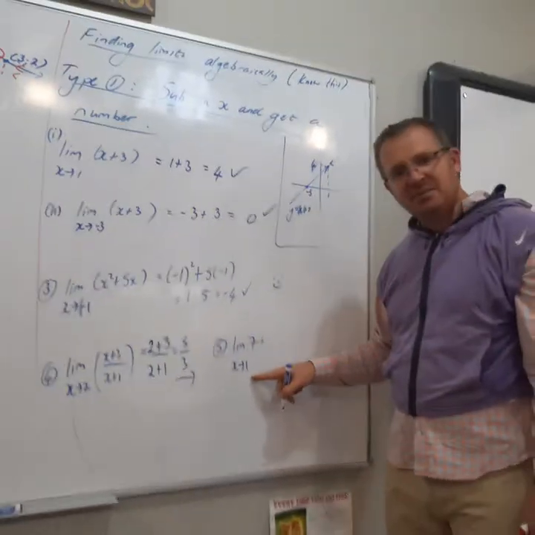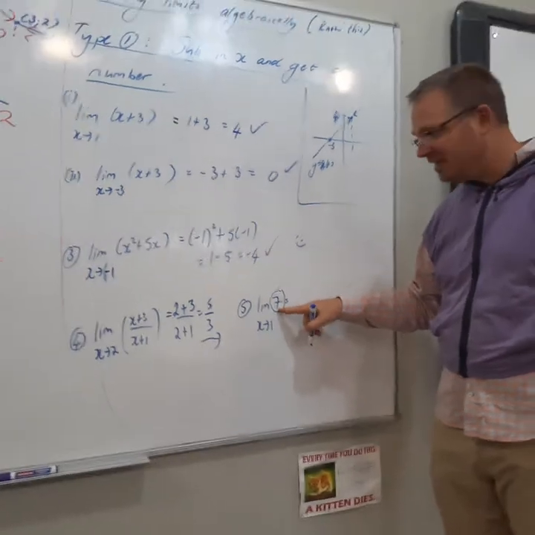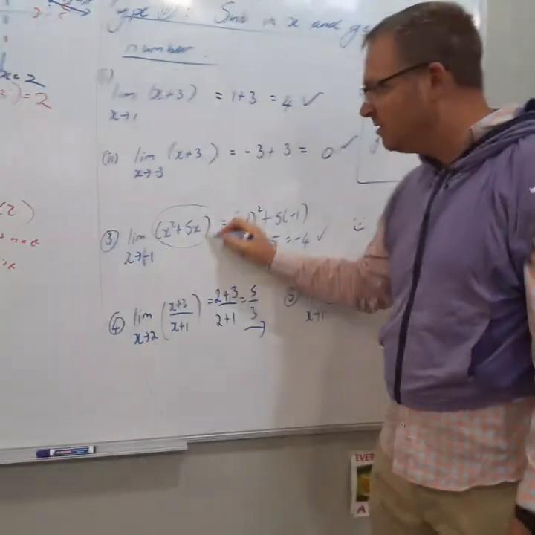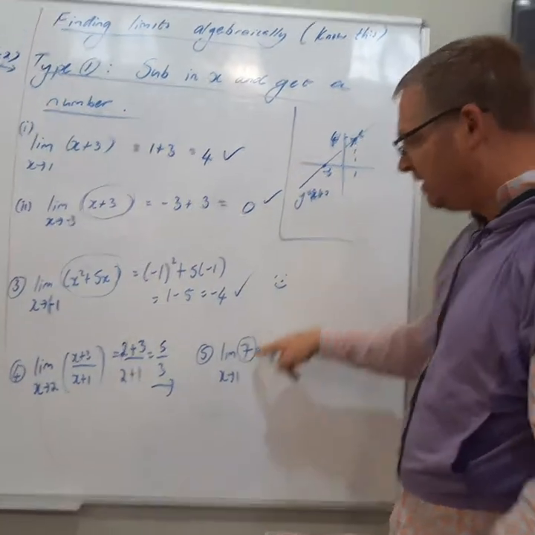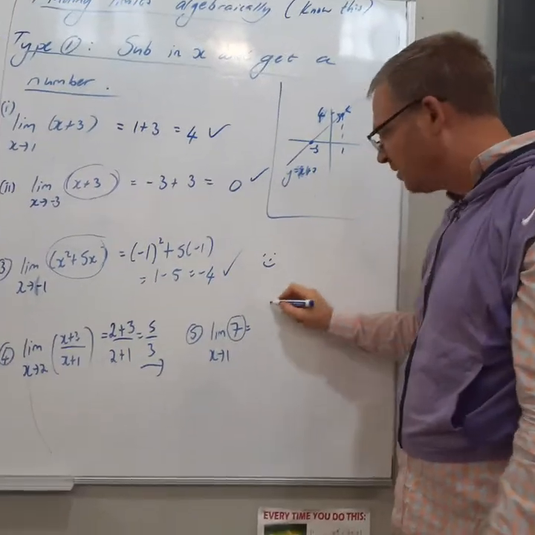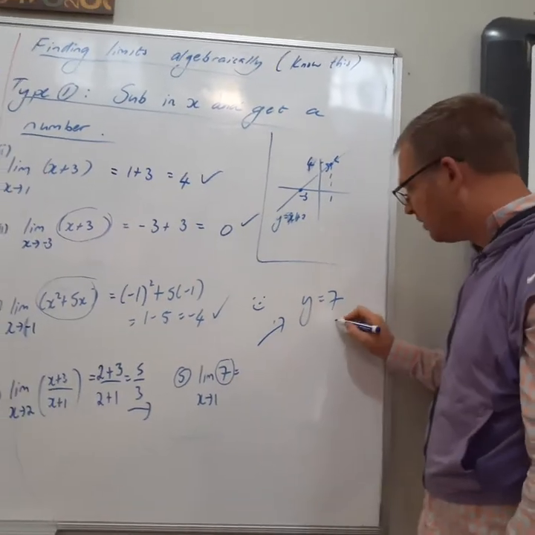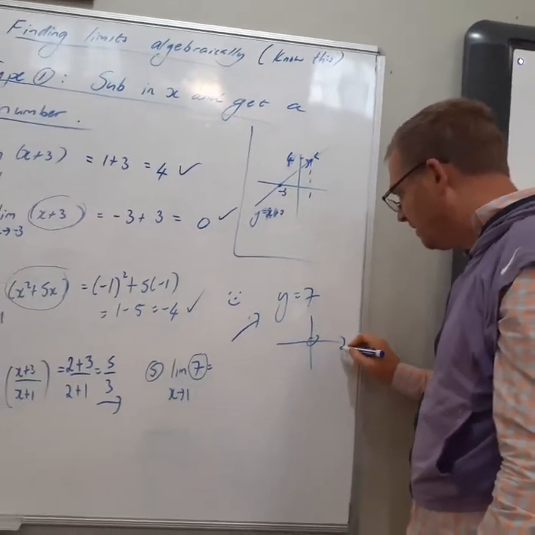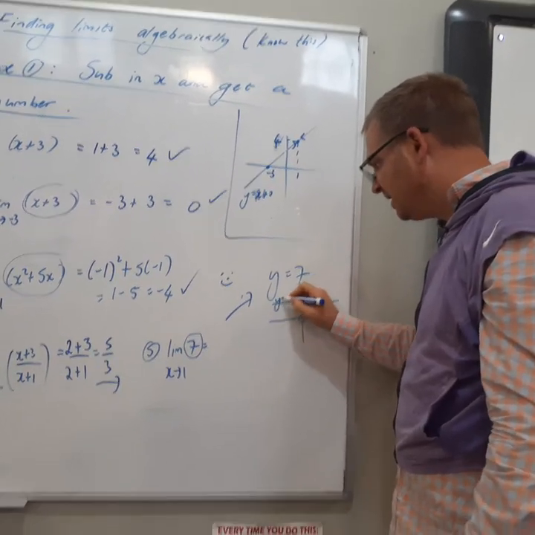And then, now, let's think about this one. What is the limit as x tends to 1 of 7? Well, whatever that is over there is your function. Just like over here, that was my function, y is equal to x plus 3. Here my function is the graph y is equal to 7. What is the graph of y is equal to 7? Well, it is simply a horizontal line.